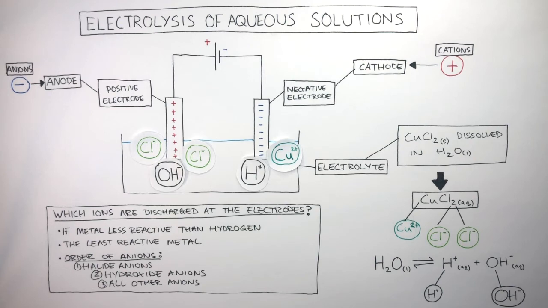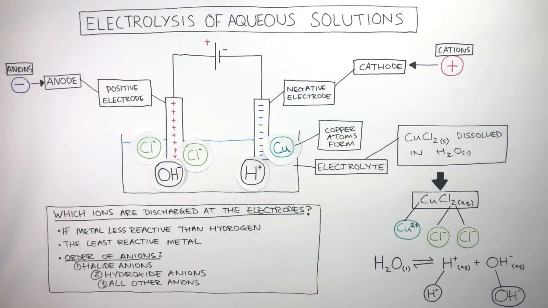Let's now apply these rules to the electrolysis of copper chloride solution. At the cathode, there are two cations, H+ and Cu2+, but only one of them can be discharged. Let's apply these rules. Because Cu is less reactive than hydrogen, the copper will discharge at the cathode. And this is what happens. The Cu2+ forms Cu. Copper atoms form. This is because the copper is less reactive than the hydrogen.